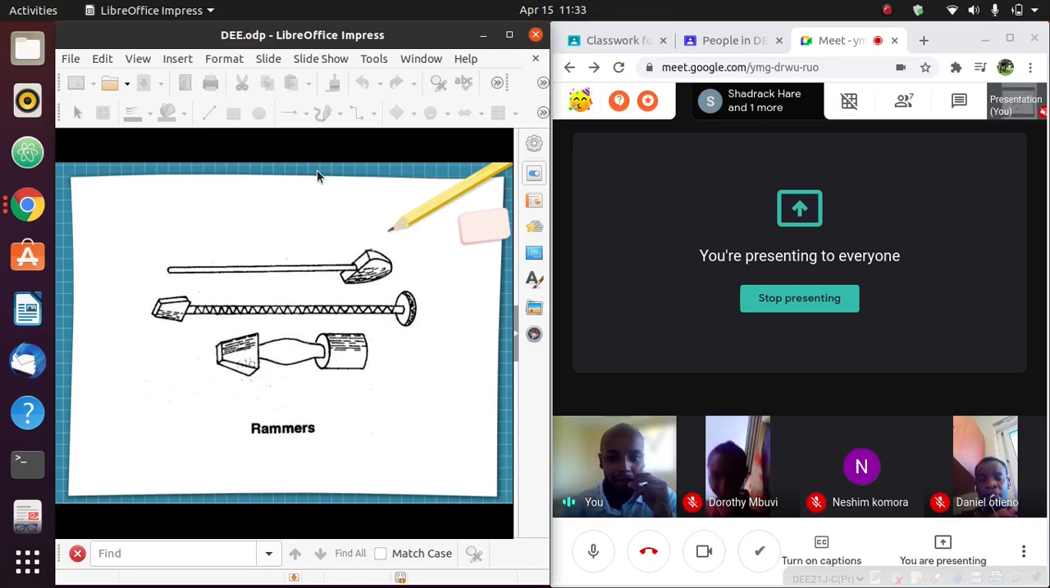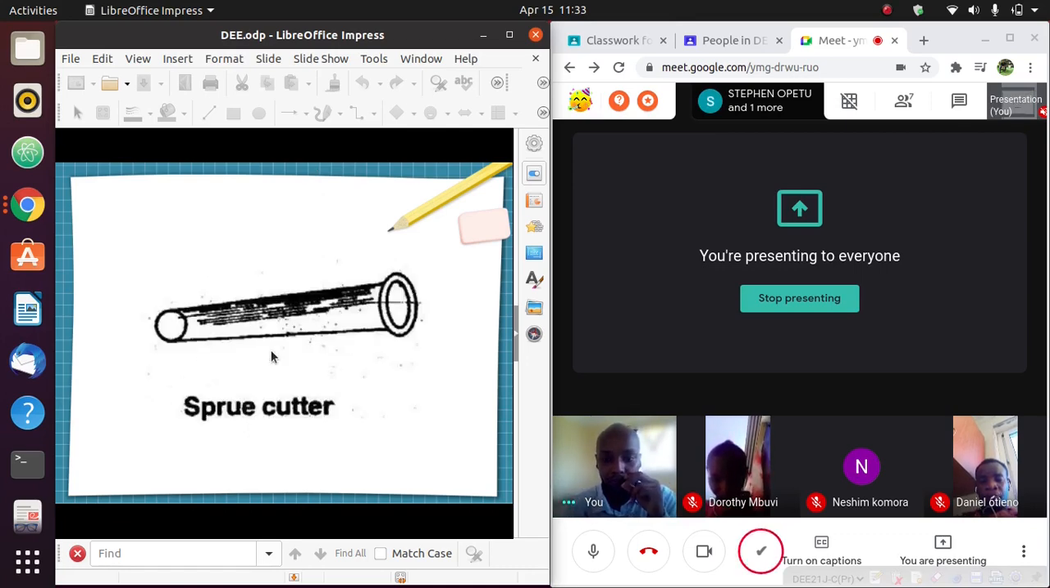It is the same thing. It looks similar. Kuna ile hizi hapa, so you'll use them to compress the sand in the boxes. Now this is a sprue cutter. This is inaitwa sprue pin ama sprue cutter. I don't know if you saw it katika ile video ya kwanza. It is what you will use to provide a passageway for the molten metal to enter.